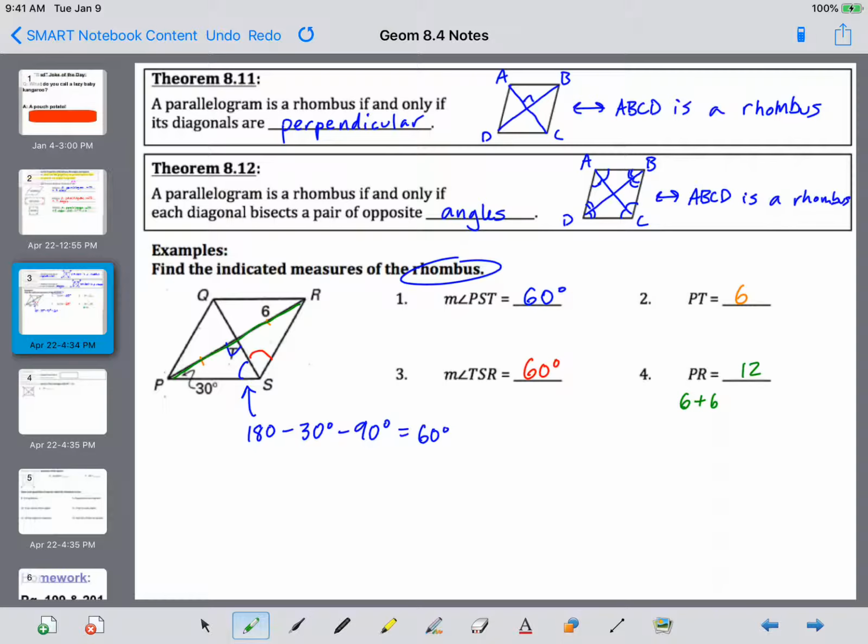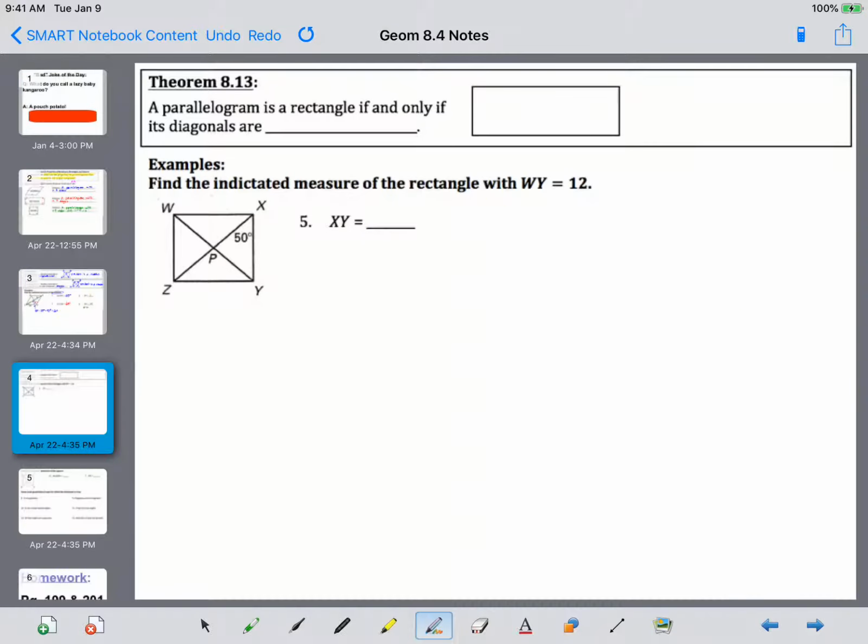Let's look at another theorem. Now we're going to move on to rectangles. A parallelogram is a rectangle if and only if its diagonals are congruent.